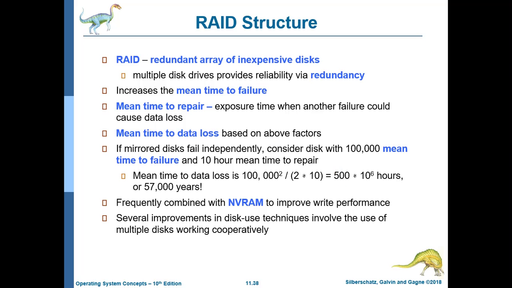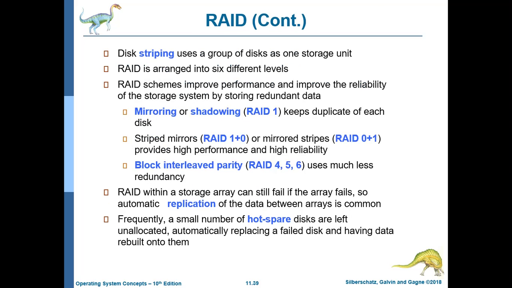Meaning, after 57,000 years, the data stored in a disk will, of course, be unusable or lost. RAID is frequently combined with NVRAM to improve write performance. What is NVRAM? It is DRAM with battery or other backup power, rendering it non-volatile. Several improvements in disk use techniques involve the use of multiple disks working cooperatively.